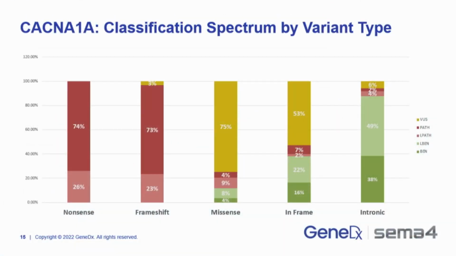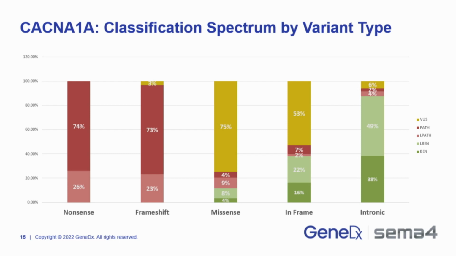And then if you look at in-frame substitutions, these are substitutions where a few nucleotides, a few of those DNA pieces, are missing from the protein, and so maybe one or a few of the amino acids are missing, but it doesn't totally disrupt the protein. Those also can be challenging to classify, similar to missense variants, and about half of those are variants of uncertain significance. If you look at intronic variants, actually most of those are benign.